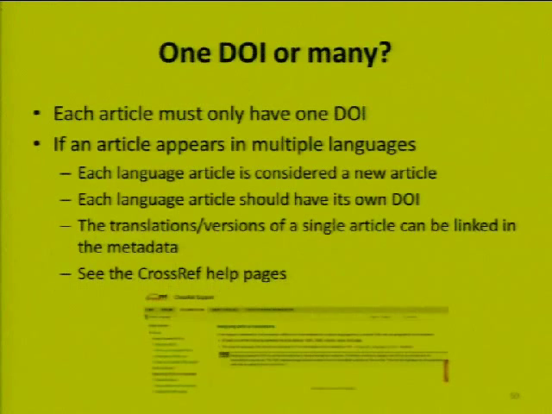Now, translated journals are another issue. Now, remember I said each article must only have one DOI. However, if an article appears in multiple languages, you could argue that each article in each language is a unique article because it's in a separate language. And the normal rule is that if you do have articles in different languages, each language article should have a unique DOI. So if you publish an article in English, it will have one DOI. If you translate the article into Lithuanian and publish it in Lithuanian, that should have a separate DOI, because the metadata will be different because it's in a different language, and it will probably go to a different page. It may not, but that's the mystery of multiple resolution that I'll talk about later. So normally each language will have its own DOI, and again, help pages for this.